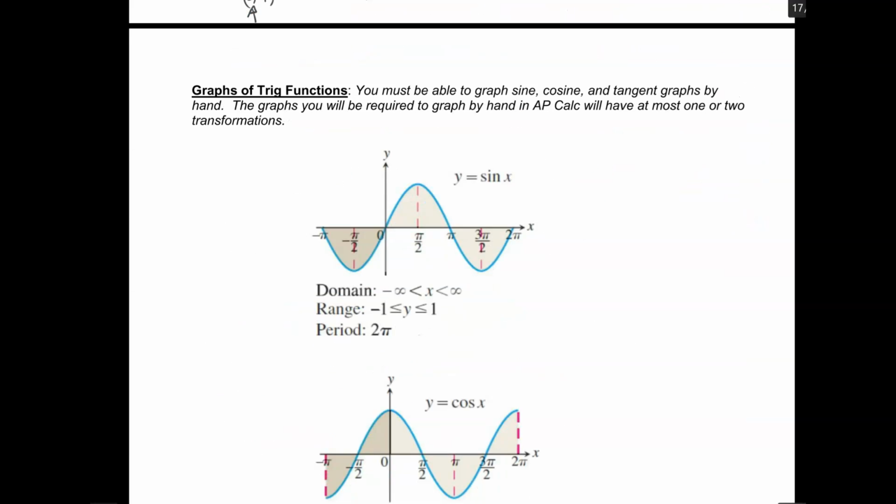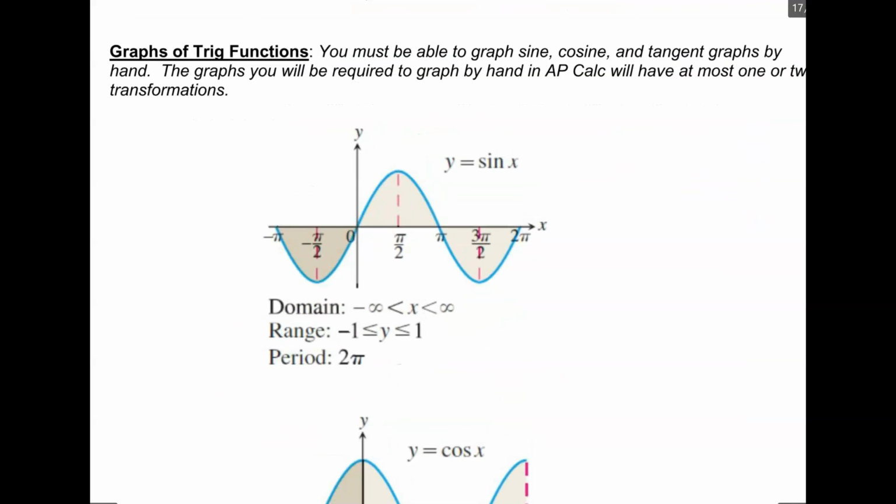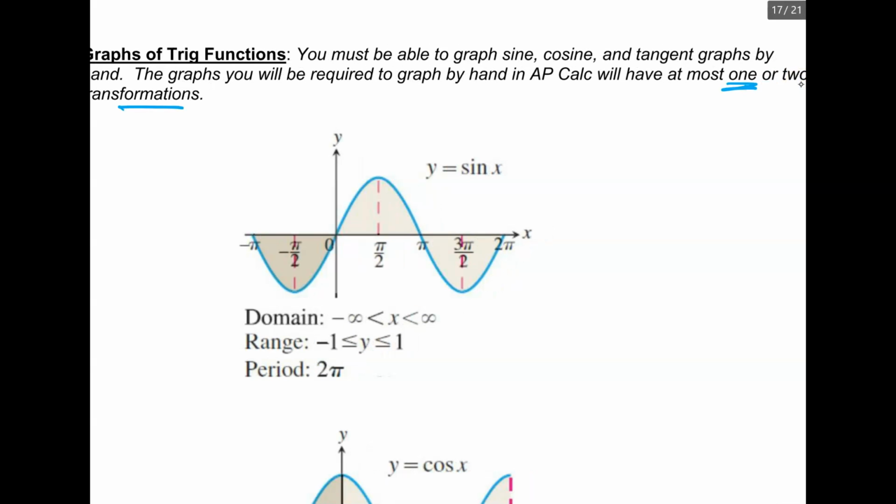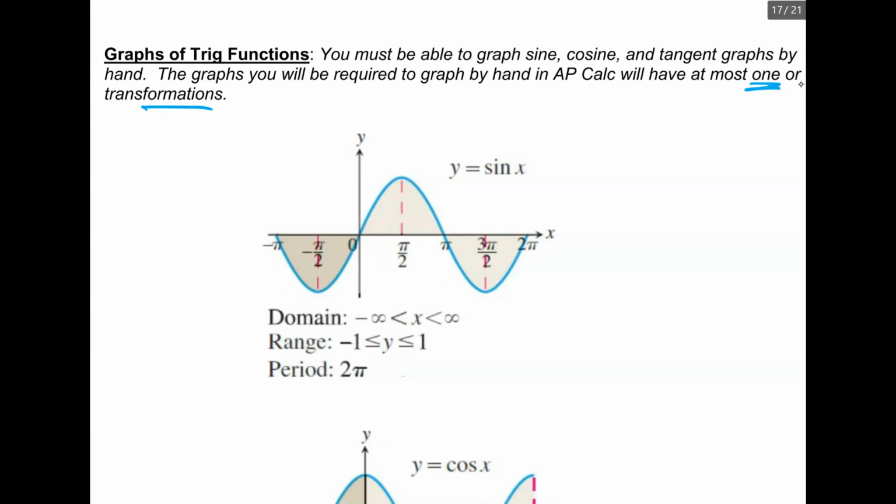Okay, let's keep going. Graphs of trig functions. You must be able to graph sine, cosine, and tangent graphs by hand. If you're going to take AP because you're a junior, whatever your choice, the graphs you'll be required to graph by hand in AP Calc will have at most 1 or 2 transformations. Cool. So remember our sick rap song of sine? 0, max, 0, min, 0. Okay, cool. So keep in mind, the domain, the x, just keeps oscillating forever.